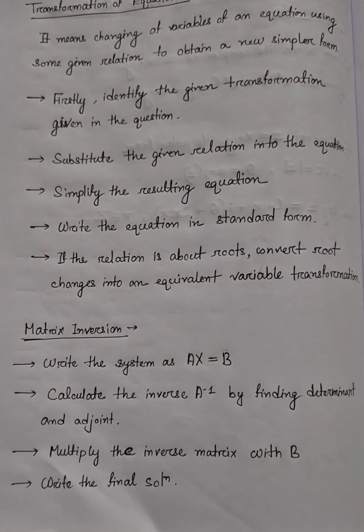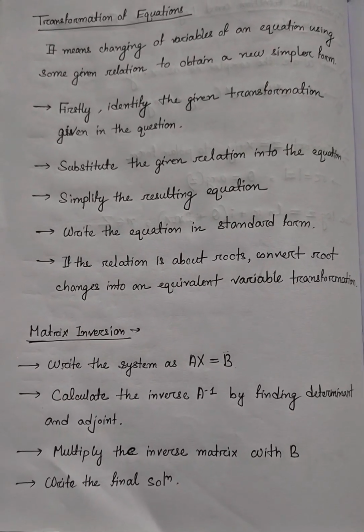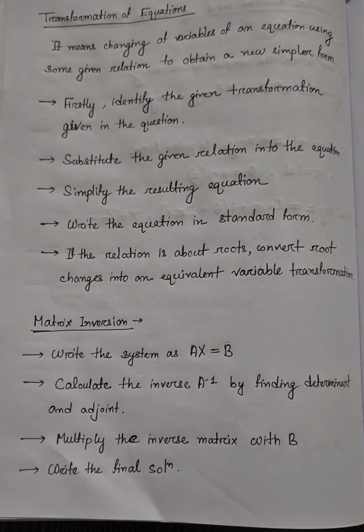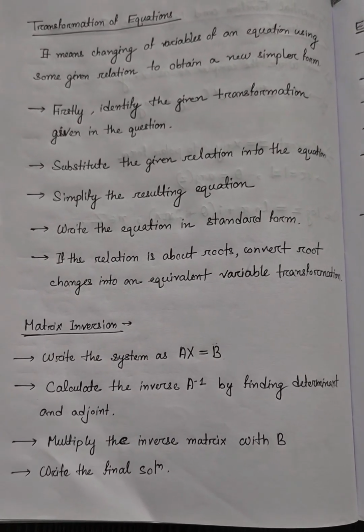Then we will see about matrix inversion. In matrix inversion, we have to write the system as AX equal to B, and then we have to calculate the A inverse by identifying the determinant and adjoint. Then multiply the inverse matrix with B and finally write the final solution.